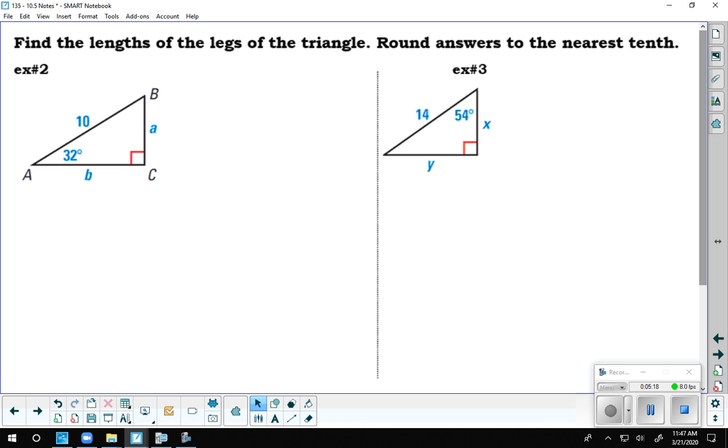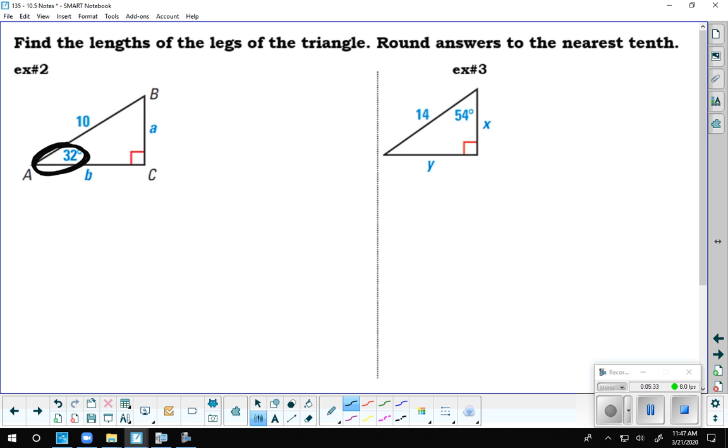Okay, we should have really learned them all together. But find the lengths of the legs of the triangle, and round your answers to the nearest tenth. So look at the angle that you're given, the 32-degree angle. We need to find A and B. So we're going to have to set up two different trig ratios.